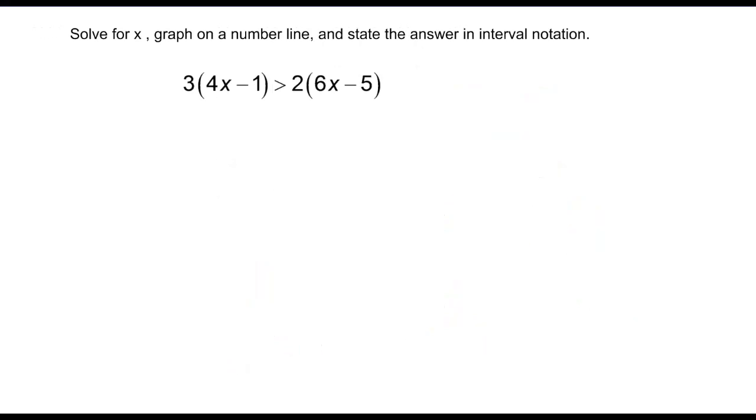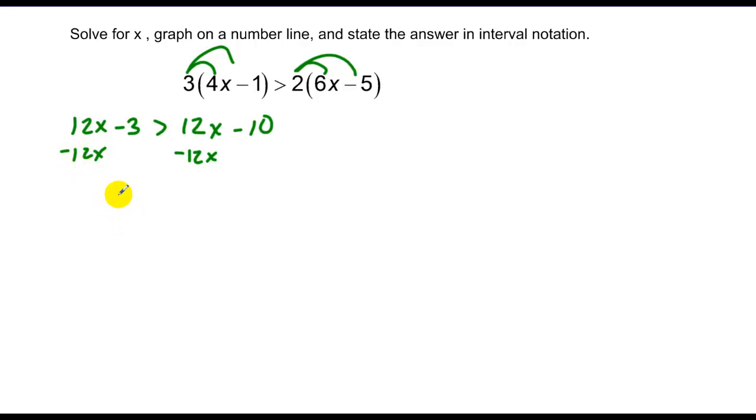So here's another example where we need to solve this and then state the answer in interval notation. I'm going to distribute both these terms. I get 12x minus 3 strictly greater than 12x minus 10. Notice, getting all the x's to one side of the equation, my x's go away. So this is kind of a special case. I have negative 3 is greater than negative 10. I have no x values in the problem.